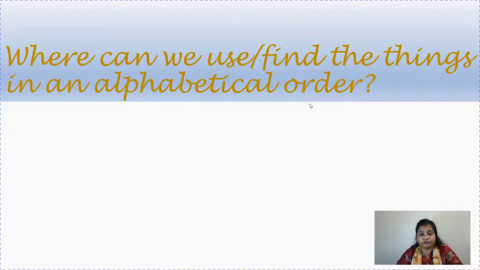So children, where can we use or find things in alphabetical order? Do you remember your school when your teacher was taking attendance? If you have seen your teacher's attendance register, you will see that the names are arranged in alphabetical order. And nowadays, it's lockdown and every child has to use a mobile. When you open the contact list, again you will see all the names are arranged in alphabetical order. And the most common example, children, is the dictionary, which we use in our everyday life.